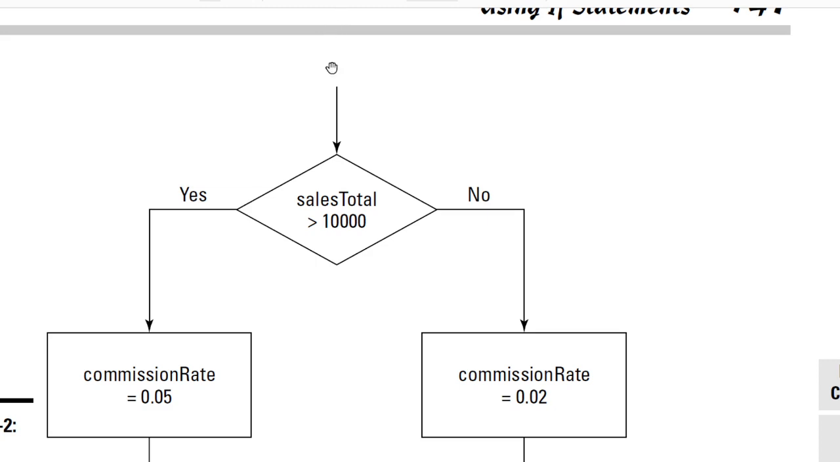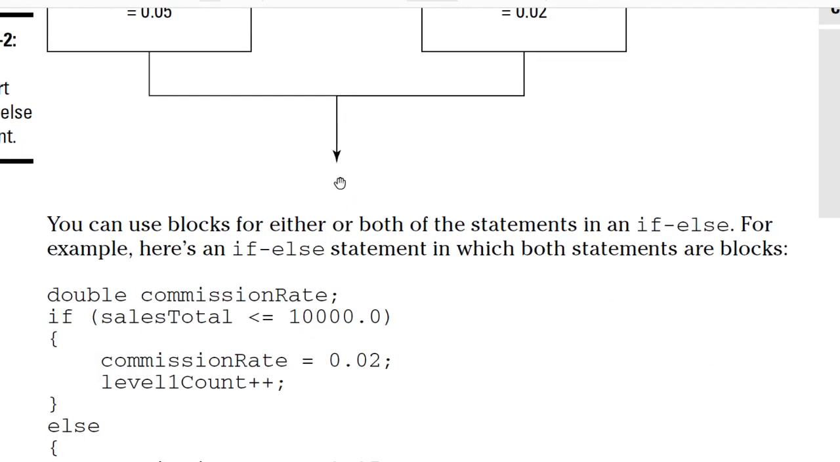We see input comes in here. Sales total. If sales total is greater than 10,000, then the commission rate is set to be, okay, if it is greater than 10,000, yes, then it moves to 5%. Otherwise, it is just 2%, and then it's supplying the result here.